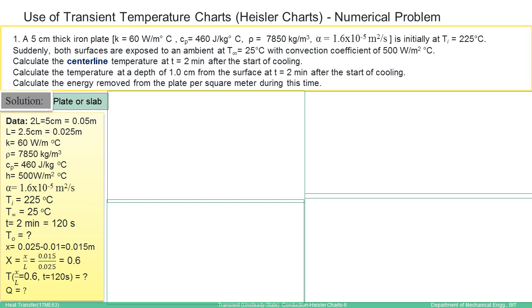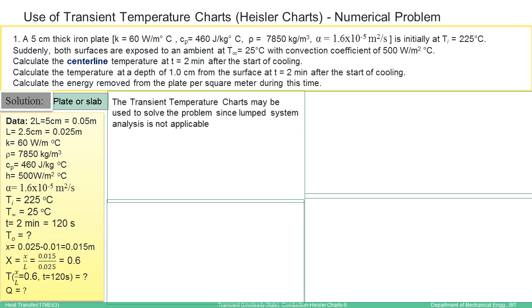This problem can be solved only using transient temperature charts because it is given the centerline temperature, and also the total energy removed, and also the temperature at a depth of 1 centimeter. But if you want to check whether Biot number is less than 0.1 so that lumped system analysis can also be used, you can do that step, but it is not recommended in this kind of problems. We can directly take the method of charts.